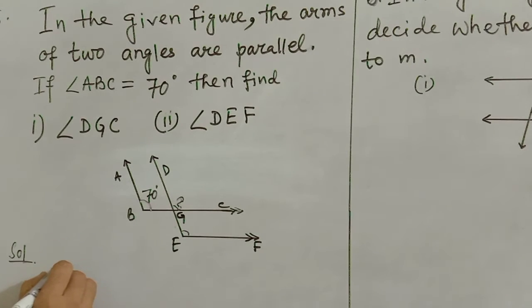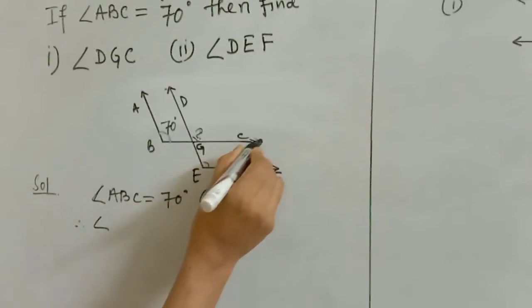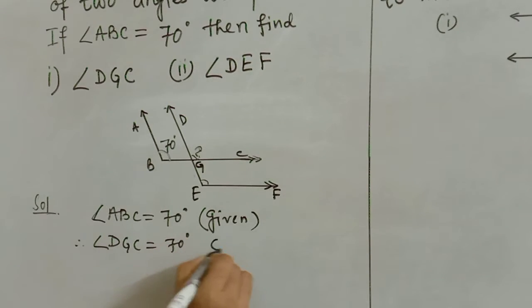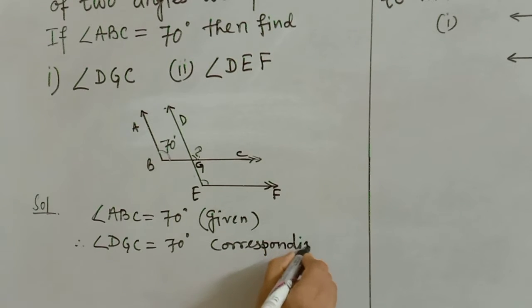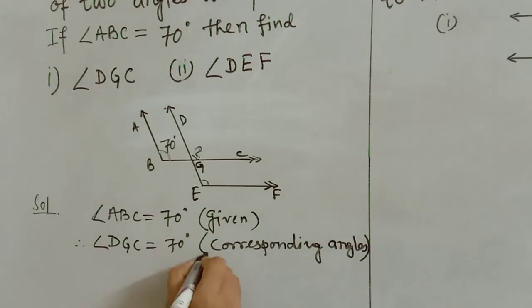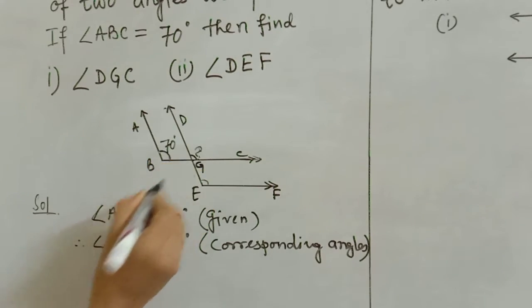So you can say that it is given that angle ABC is equal to 70 degrees. Therefore, angle DGC is equal to 70 degrees, corresponding angle, and if the lines are parallel, you know that corresponding angles are always equal.